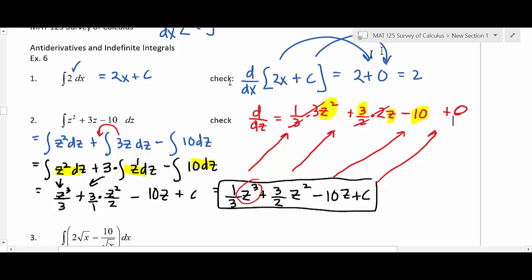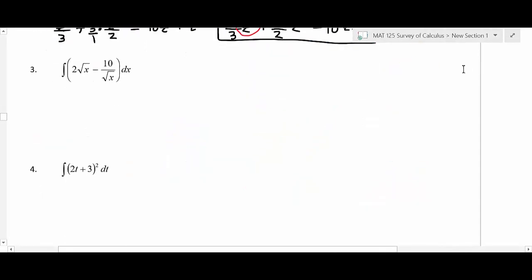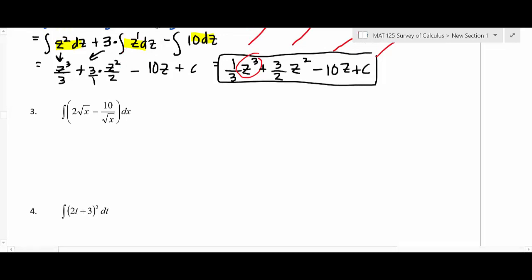Okay. All right, let's close off maybe with doing these next two here. That will get us through a lot of the basics we want to do today. Now, what do you think you should do with a radical if you're going to do an integral? Change it to a power.